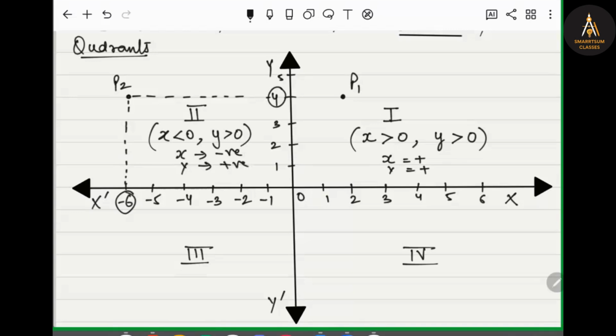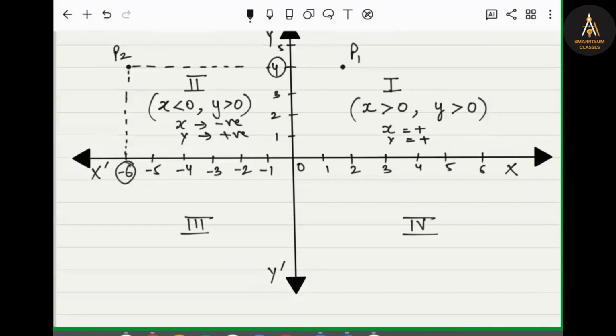So if a point has a negative value of x and a positive value of y, you can tell by the values of x and y in which quadrant it will lie. If there is a point P2 for which x is -6 and y is 4, where will it lie? It will lie in the second quadrant. Is that clear? Yes, ma'am.